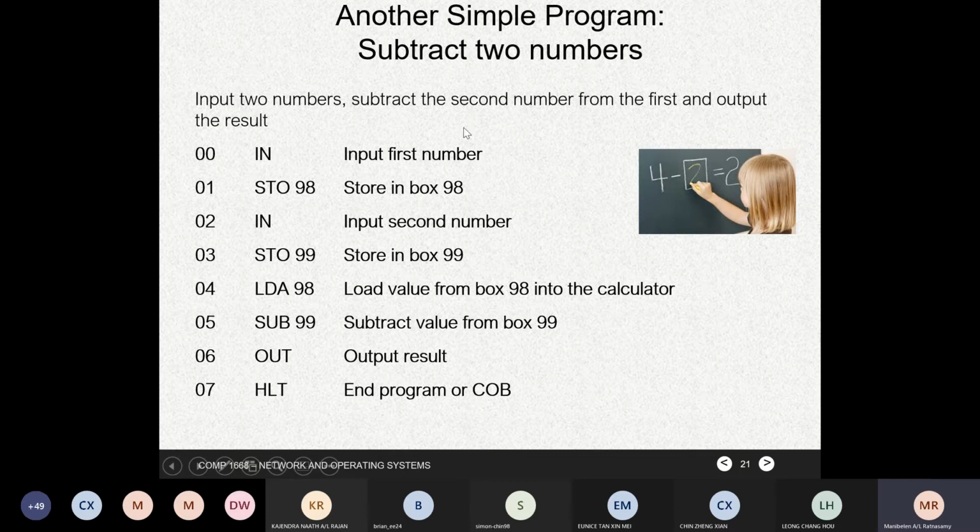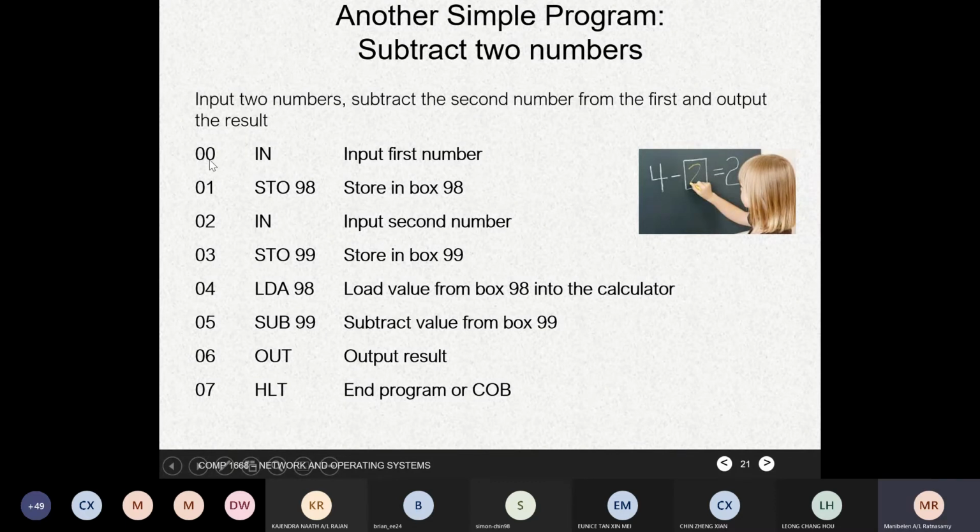Task: input two numbers, subtract the second number from the first number and output the result. So this is what the question is. And then they will ask you to write the assembly code in order to fulfill this task. So that's how your question will be. They will give you a task and then they will ask you to write the assembly language. Okay, example.